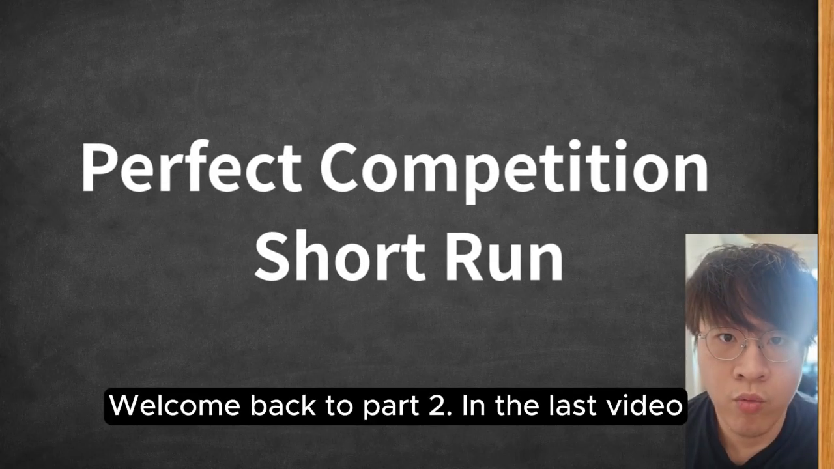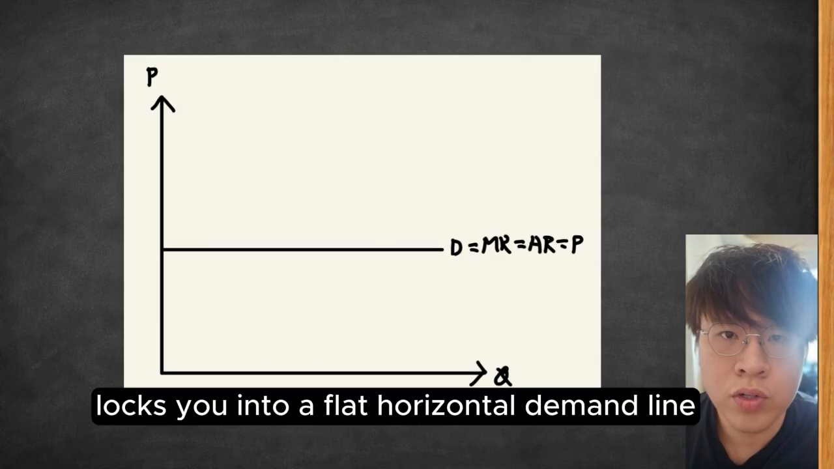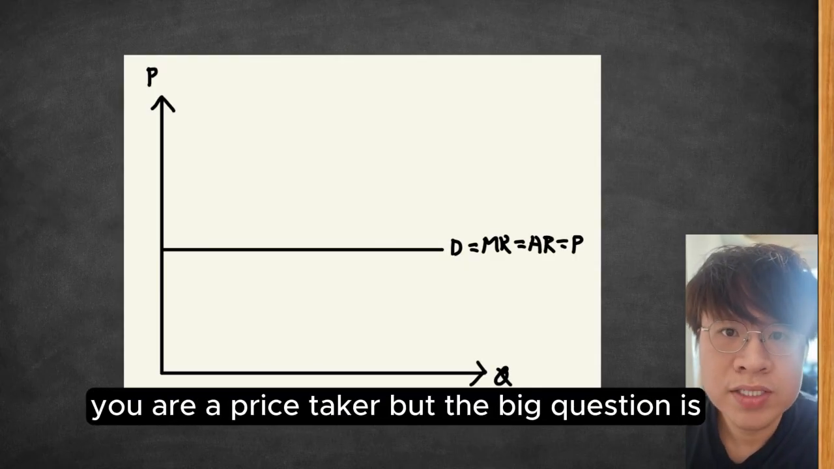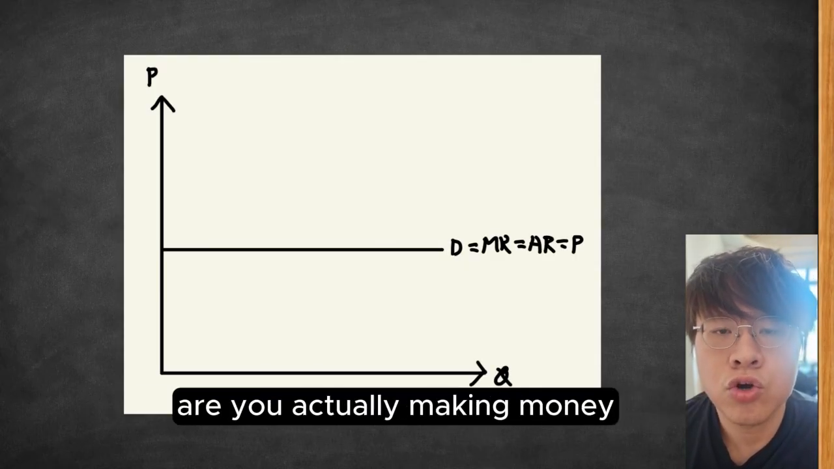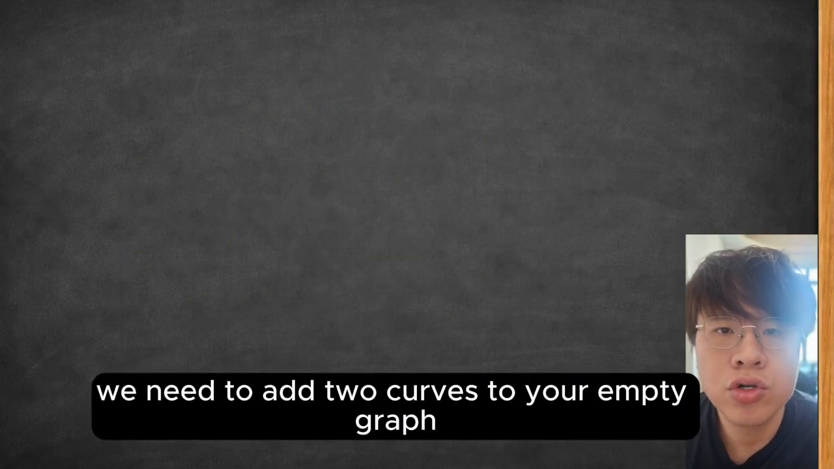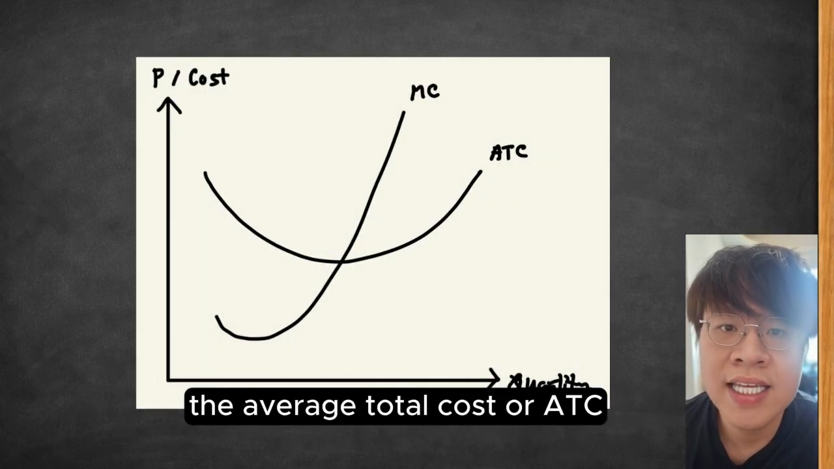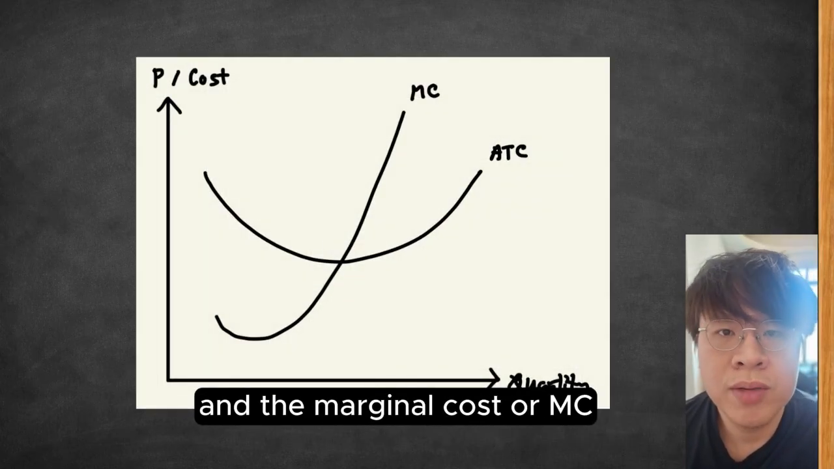In the last video, we found out that the perfectly competitive market locks you into a flat horizontal demand line. You are a price taker. But the big question is, are you actually making money, or are you secretly going bankrupt? To answer that, we need to add two curves to your empty graph: the average total cost, or ATC, and the marginal cost, or MC.